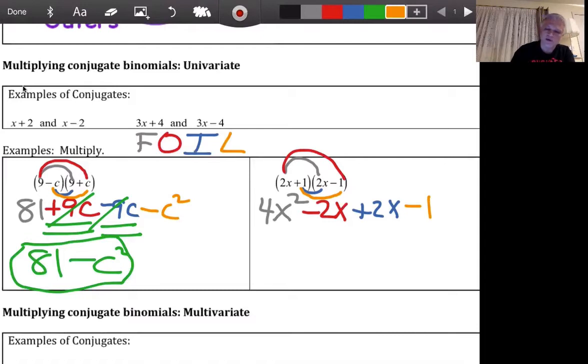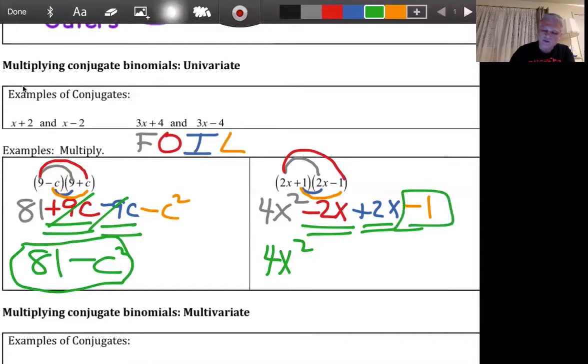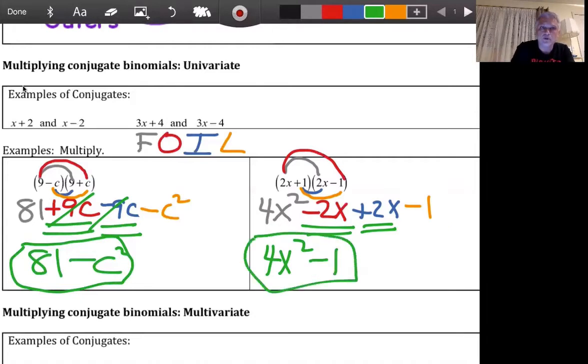Okay, so here we go again. We have x squared. There are no other x squareds. Let's bring down x squared. So 4x squared. We have minus 2x and plus 2x. They are like terms. They both have x to the first and only x to the first. We combine them together. So minus 2x plus 2x cancels. Gone. Minus 1. There are no other constants. We bring it down. And there's our answer. Pretty nice stuff right there.